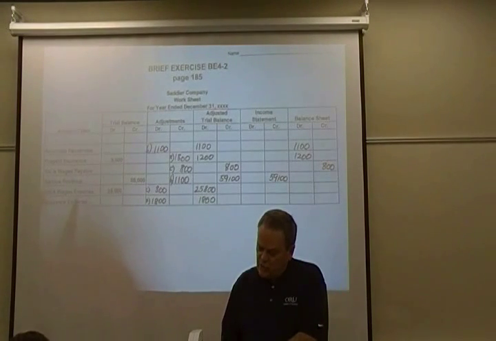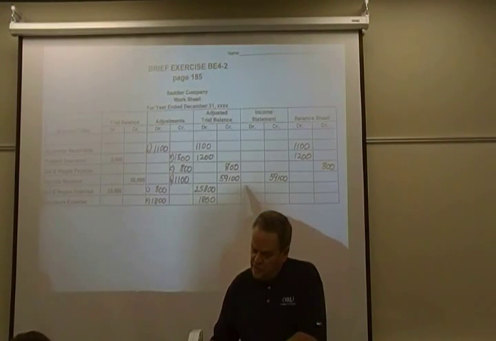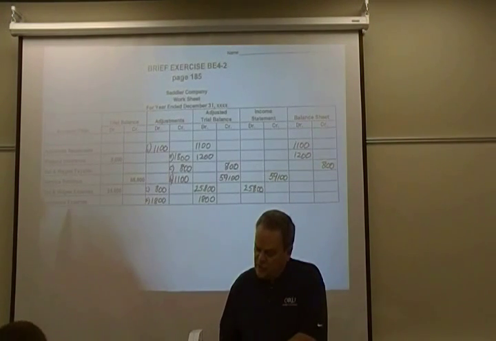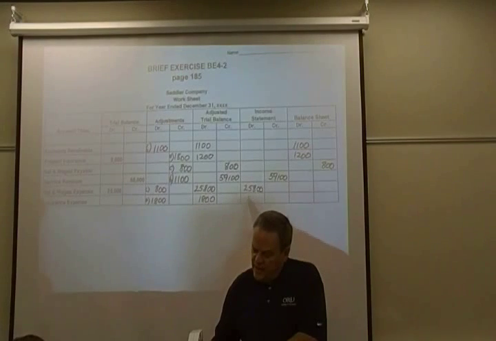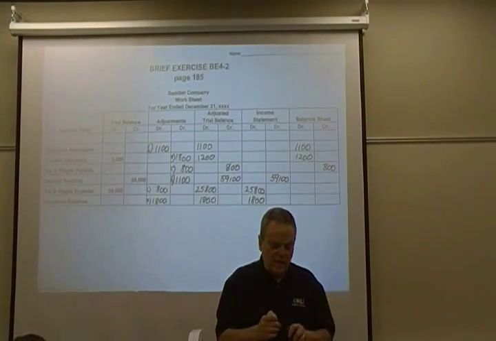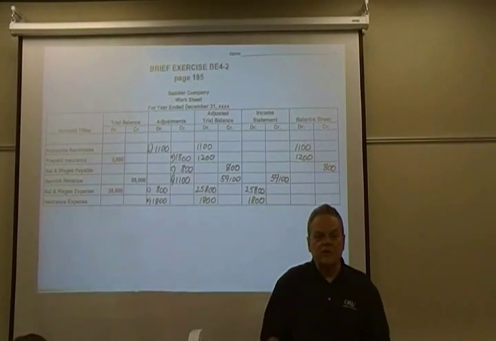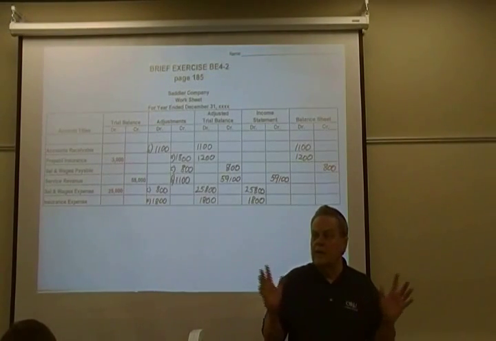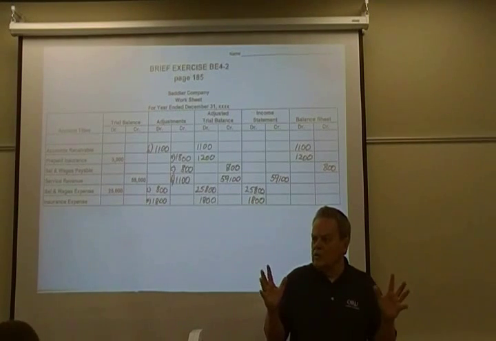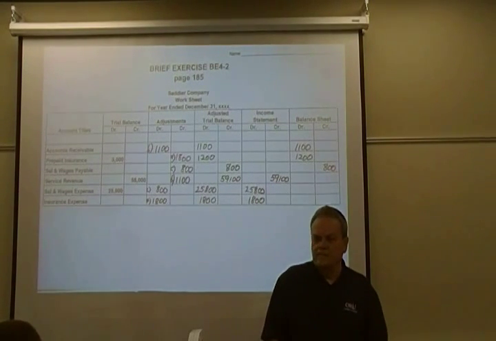Salaries and wages expense goes on the income statement; its balance is $25,800. And insurance expense goes on the income statement as a debit of $1,800. Now, again, this is a brief exercise, but I still think we've got to talk about some of the big issues on a worksheet and some of the mechanics of it.